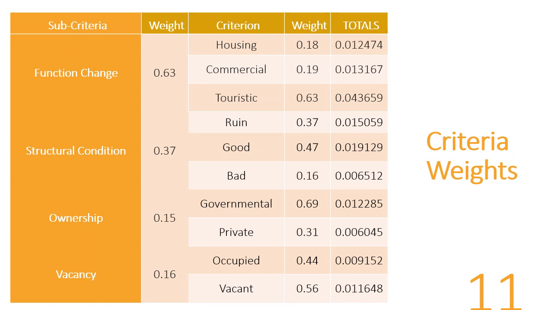You can also see the sub-criteria details like functional change. For example, functional change has the housing and commercial and touristic criterion. They have all different weights, and the touristic criterion has the highest values in terms of total.